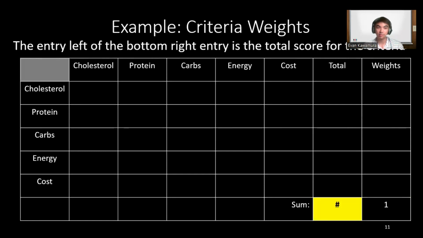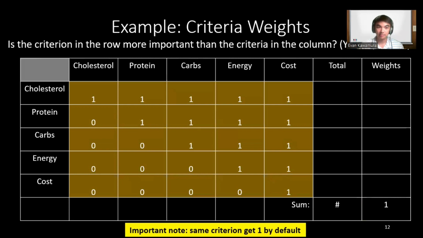The next part is the bottom entry, and the one right next to the one you just did. This is going to be the total score. And then next, you're going to come up with all the values for your criteria here. The way this works is everything on the diagonal is a criterion measured against itself, so they all get 1. What you're going to do is start from the row and go to each column. You're going to ask, is cholesterol more important than cholesterol? That's basically asking the same thing. If they're weighed against each other, it's the same criterion, so the answer is just 1 by default.